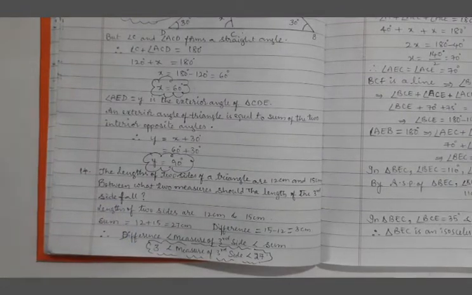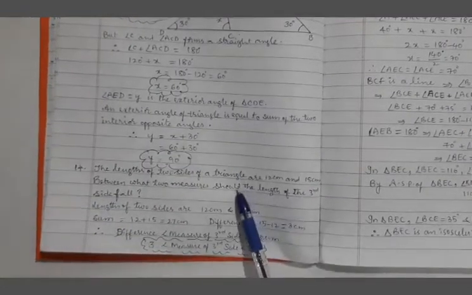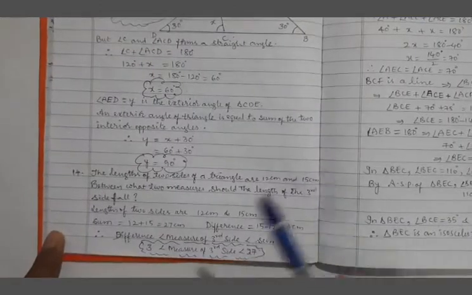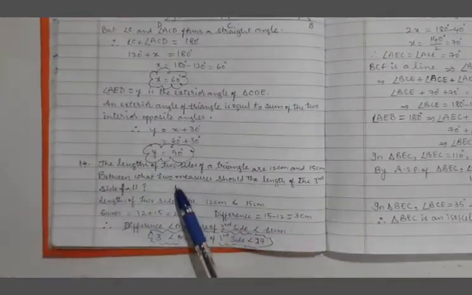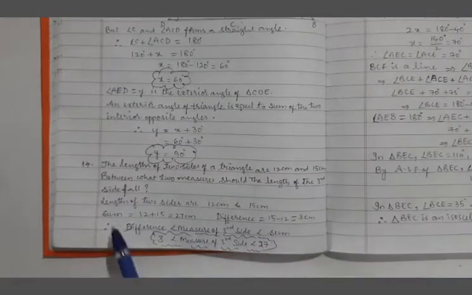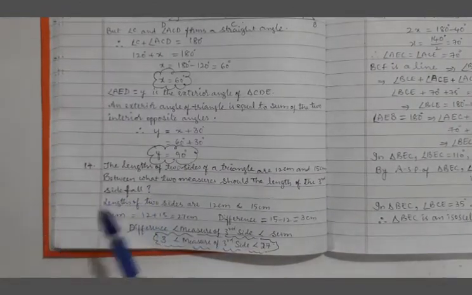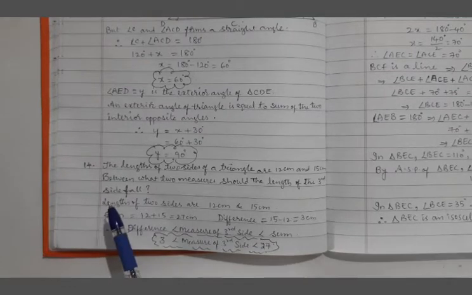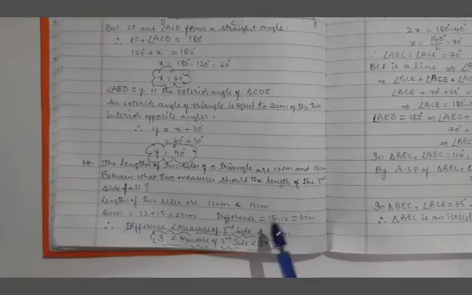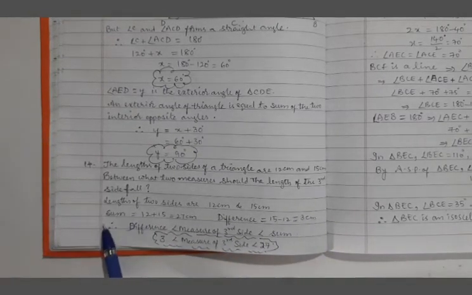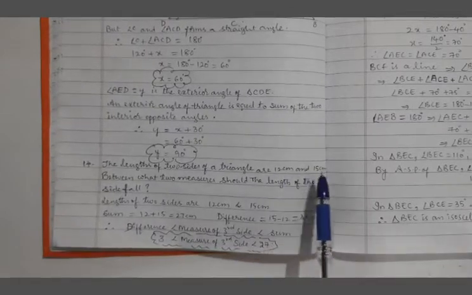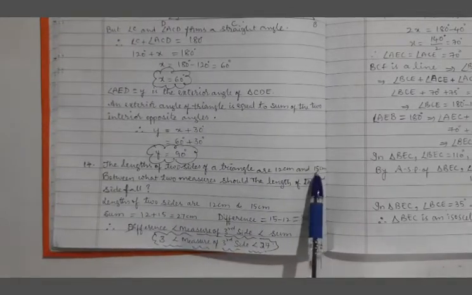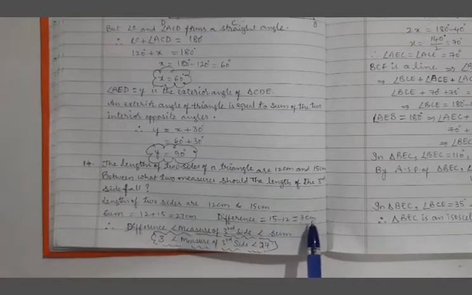Yeah. 14th problem. The lengths of two sides of a triangle are 12 centimeters and 15 centimeters. So, between what two measures should the length of the third side fall? So, please observe this. This is a question based on inequalities of triangle. Inequalities of triangle says that sum of any two sides of the triangle should be greater than the third side and the difference should be less than the third side. Therefore, we should find sum and difference. Sum of 12 and 15, 27. Difference of these two, big minus small, 15 minus 12, 3 centimeters.